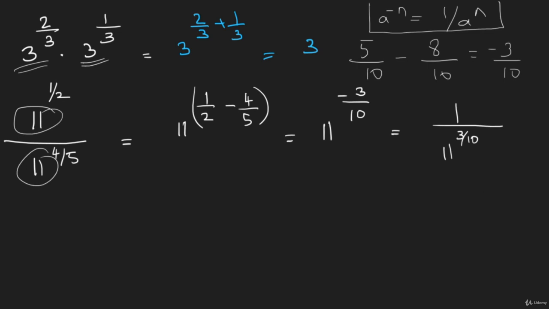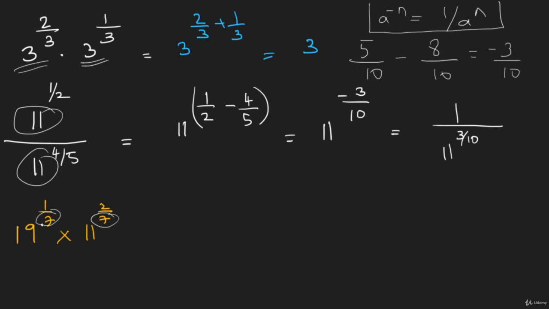Let's do one more question. Say you want to simplify 19 to the power 1 by 7 into 11 to the power 2 by 7. Alright, now you can see that the denominator over here is 7 and the denominator over here is 7, but the numerator is not the same.